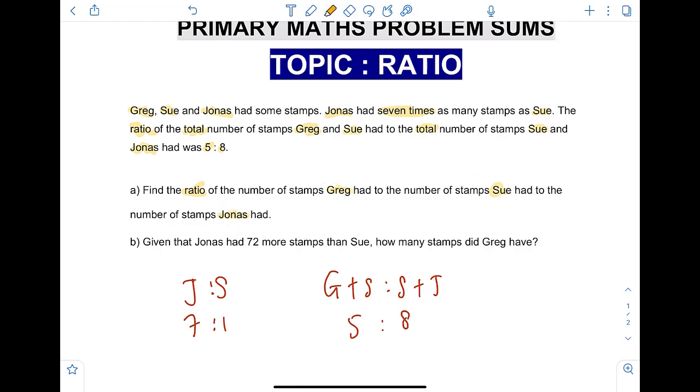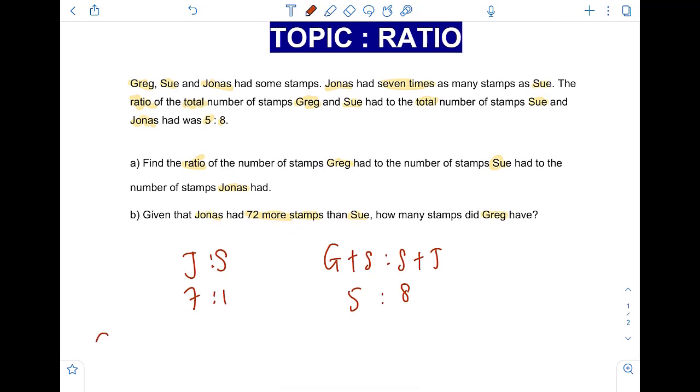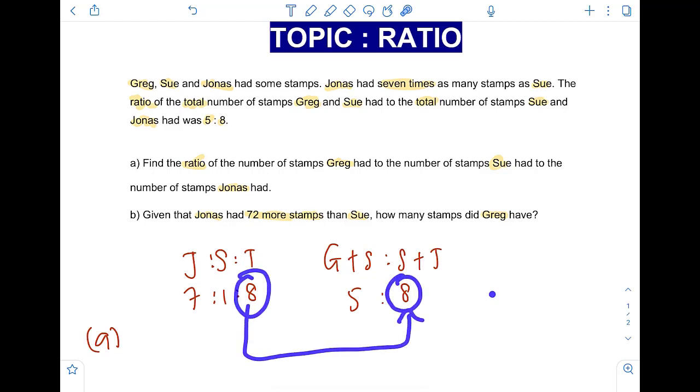Part B, given that Jonas had 72 more stamps than Sue, how many stamps did Greg have? Now, to do this question, we need to realize that there is a common, repeated identity between the 2 ratios. So the first one has J and S, second one also has a combination of J and S. So what we need to do is to total this up for J and S and ensure that these 2 numbers are the same. Okay, because in the second set of ratio is also J and S involved. So indeed it's the same.